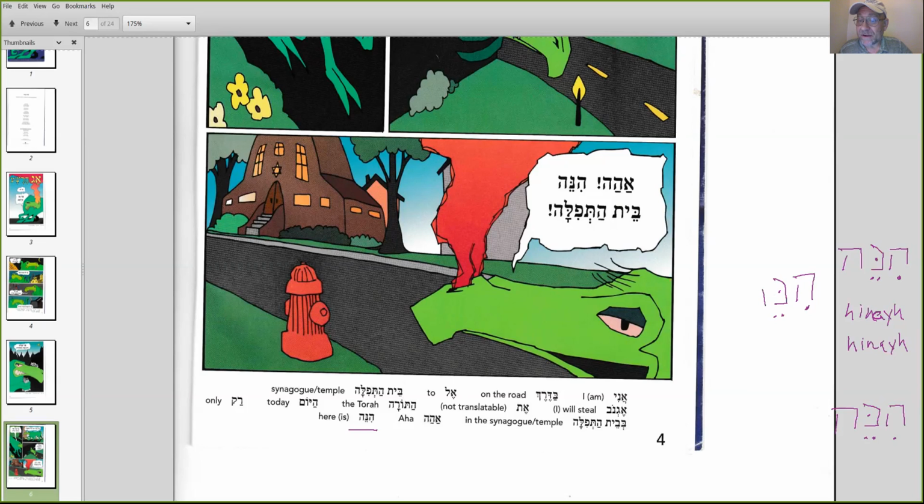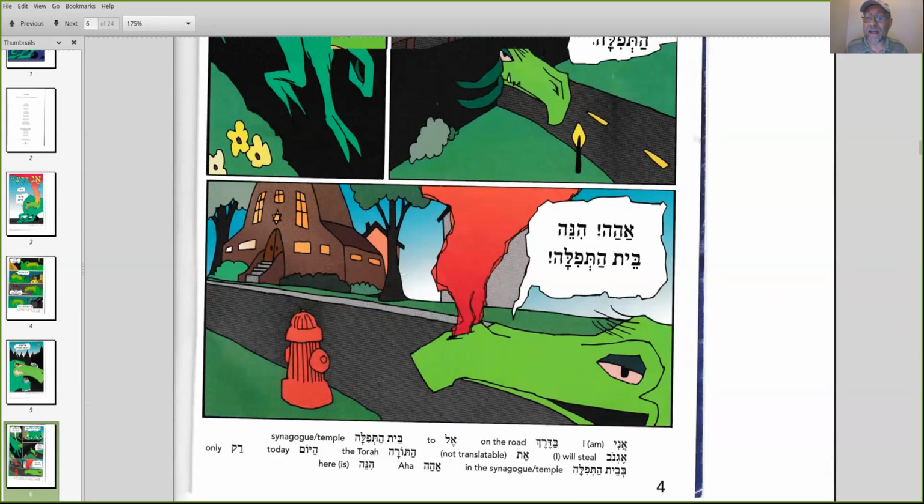It's taken some practice for me to get somewhat proficient, although it looks a bit like a grade schooler's writing. But we're doing the best we can to show you how to write these letters and give you the vowel pointings as well. So we have hine, here it is. Okay, so now let's follow our story and see what we have.